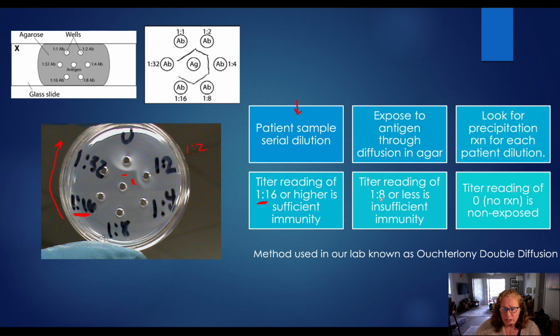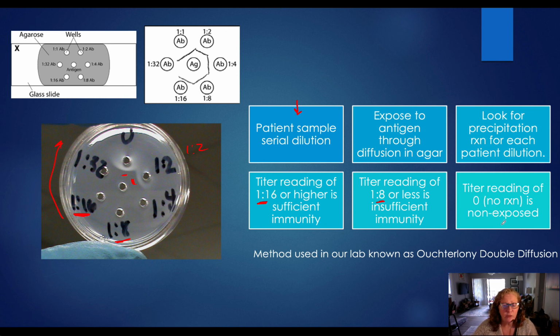If their titer is 1 to 8 or less, meaning it's only up to here, they have some immunity, but it may be considered insufficient. So we would certainly suggest that the patient receive a booster vaccine. We want to say, hey, listen, you have some immunity. There's obviously some memory cells there, but we need to boost it. We need to really make sure that your immunity is very strong. So we would give a booster vaccine.